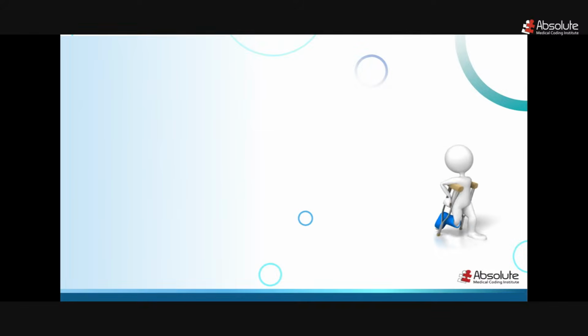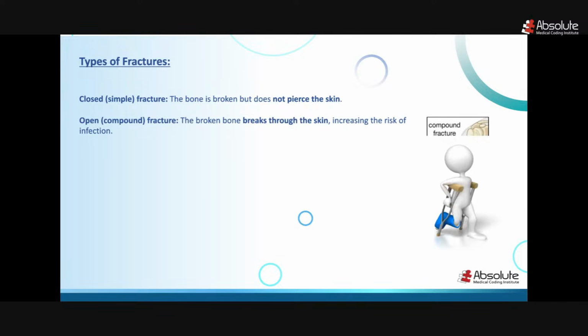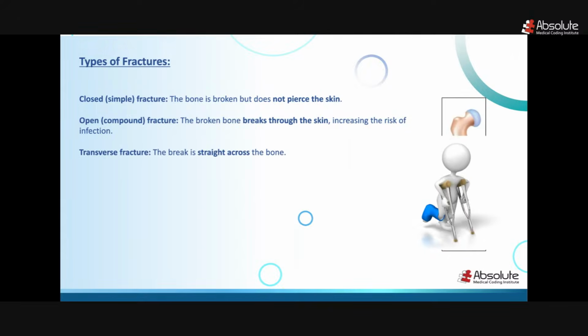Okay, cool. Now that we know what a fracture is, let's break down the different types of fracture you might encounter. Let's start with closed, otherwise called simple, fractures. Here the bone is broken, but the skin stays intact. Next we have open fracture, where the bone pierces through the skin, which increases the risk of infection. And also there is a transverse fracture, where the break goes straight across the bone like a clean line.